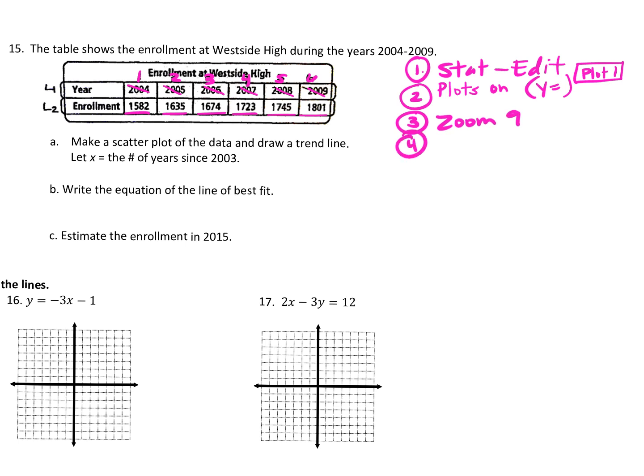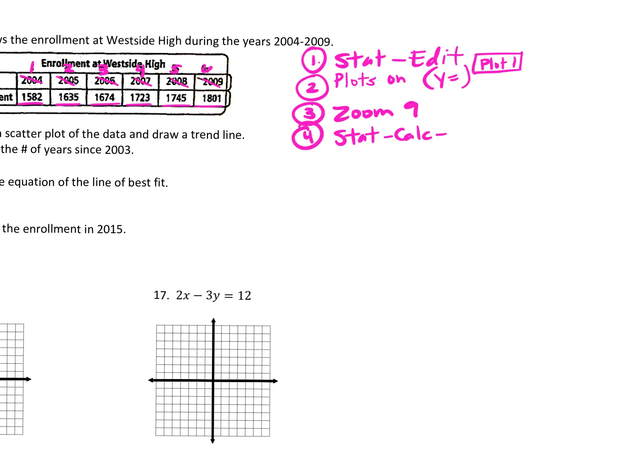So then step 4, you're going to go stat. You're going to calculate. And then you're going to do the linear regression, linreg. I don't have my calculator in front of me right now. I want to say stat calc, is it 4 or 5 maybe?